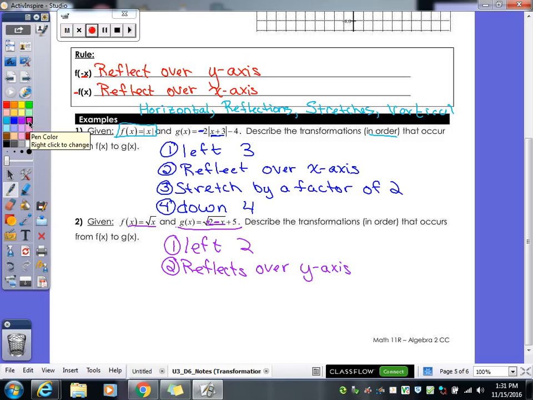Do I have a stretch or a shrink? No. There would be a number in front of your square root sign if it was. Like you'd have a 3 out there or a 1/4 or whatever. But that would be in front of the square root sign. We don't have that. Are we moving up or down? We're moving up 5 units because it's got that plus 5 at the end.